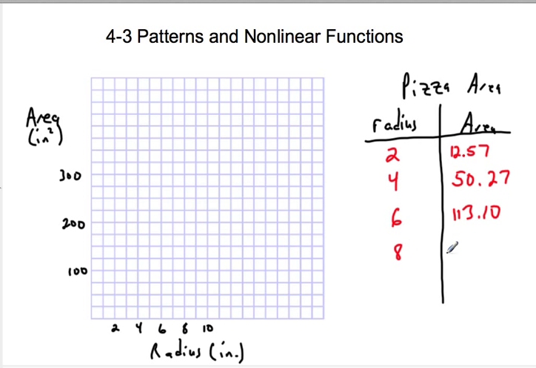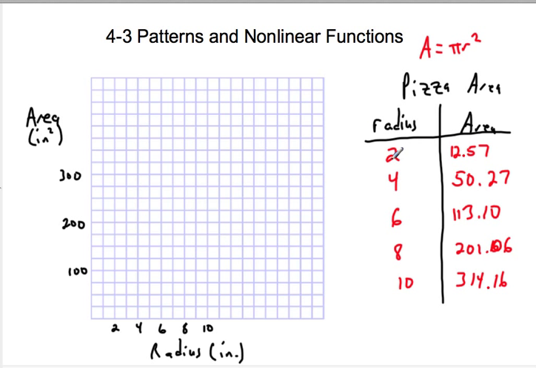And then I'm going to put 2 more here. 201.06, excuse me. And 10 is 314.16. Keeping in mind the formula for area of a circle is pi r squared. That's how we're getting this information. So the graph of that is going to look nonlinear.